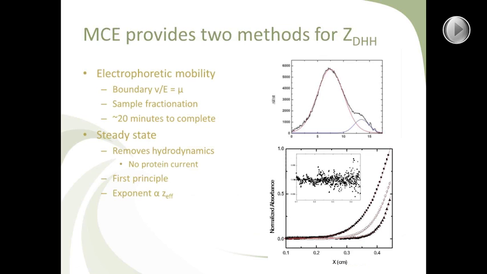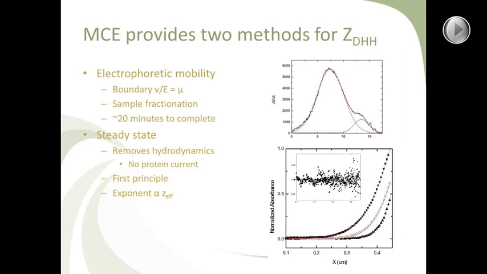It provides some sample fractionation, so the data shown to the right are for soybean trypsin inhibitor, and this sample has about 10% dimer in it. You can see that we can fit those data to two boundaries. One is the monomer, which has a charge of about -8, or -7, and the other corresponds to the dimer and has a charge near -14. And it takes about 20 minutes to complete one of these experiments.